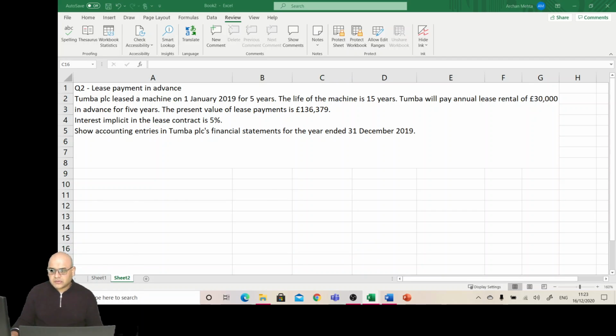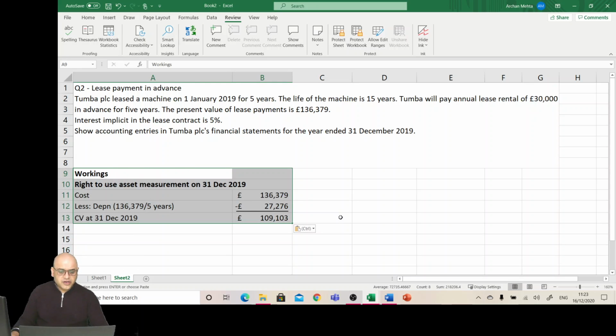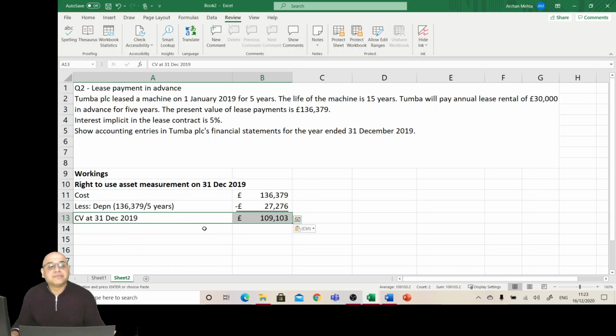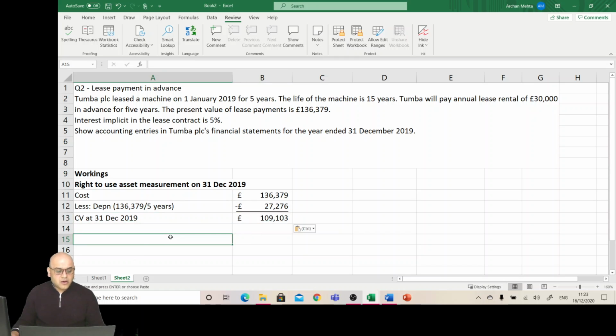Let's begin. The way we measure the right to use asset is not going to be any different. So the cost is the present value of future lease payments, in this case this much. Depreciation is over 5 years, and then the carrying value. Now how about the lease liability?